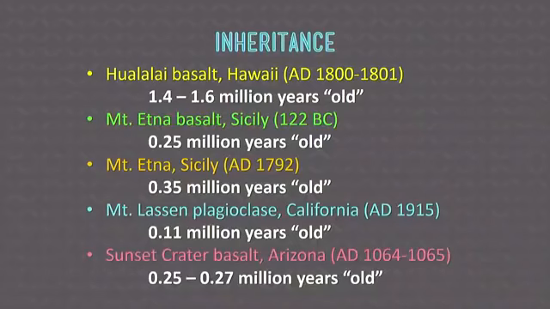Now, this is well known in the scientific literature. Here's a list of examples that came straight out of the scientific literature. Lava flows in Hawaii from 1800 to 1801 gave potassium-argon ages of up to 1.6 million years. In Mount Etna, and in California and Arizona, again, and these are just several examples from the literature. I could give you screeds of articles from the scientific literature that document this problem.